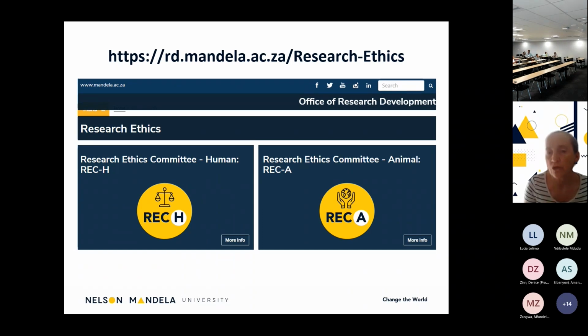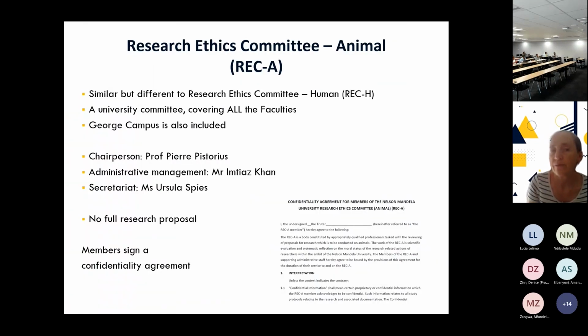Whenever we do any project that involves animals, obviously there needs to be a formal submission to the Animal Ethics Committee, similar to the Research Ethics Committee, but with different forms. So it's similar but different. It's a university committee like the Rec H committee, so it covers all the faculties. However, it is mostly our students in the natural sciences, the Faculty of Science and Health Sciences, whose applications serve at the Rec A committee.